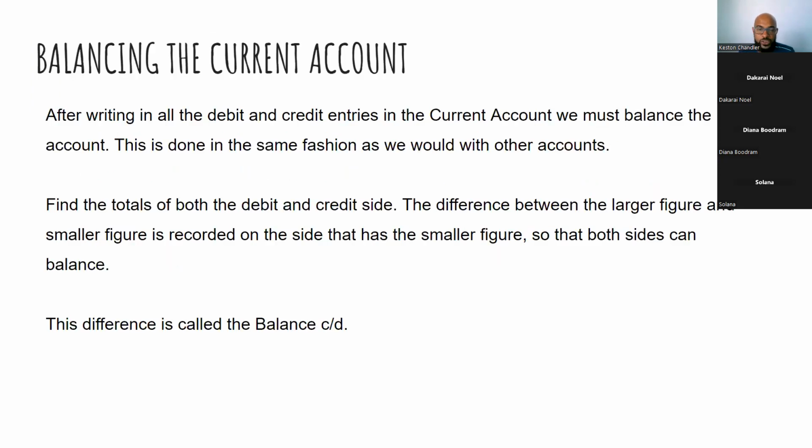Balancing the current account. Just like all other accounts, you have to balance the current account. After writing in all the debit and credit entries, you're going to do it just like your other accounts. Add the debit side, add the credit side. The side that is less is where you're going to put your balance carried on figure, the difference of both sides. That's going to allow you to balance the account. So just to give you a refresher of what I'm talking about.